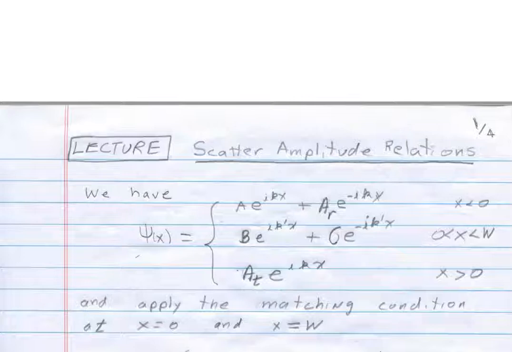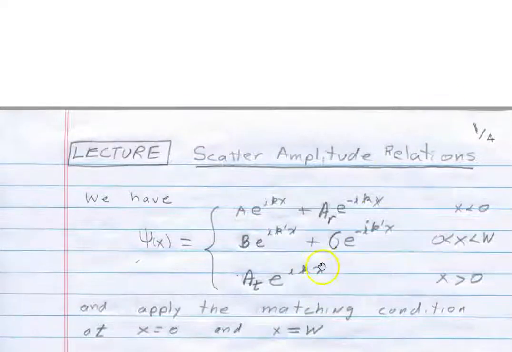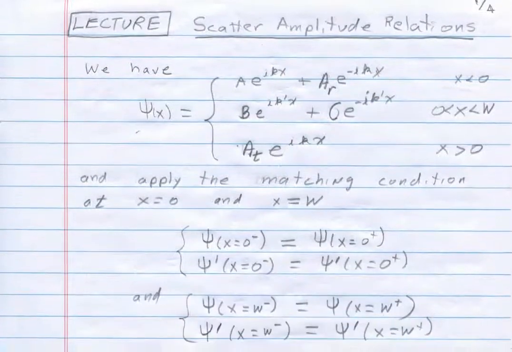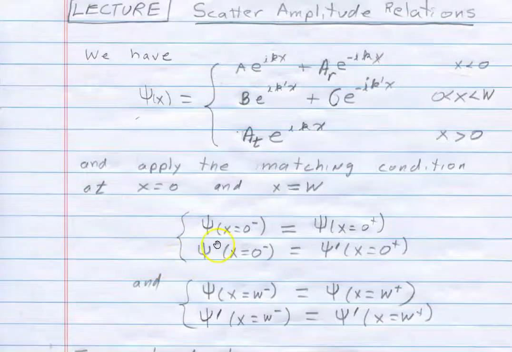And now then, we simply need to apply our matching conditions at x equal to 0 and at x equal to w, the two edges of that potential region. So I know that at x equals 0, this solution has to match this one, as well as their derivatives have to match. And at x equal to w, this solution has to match with this one. So I get a nice continuous wave function and continuous first derivatives. And that leads to these conditions.